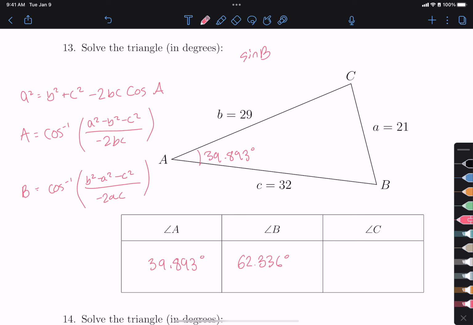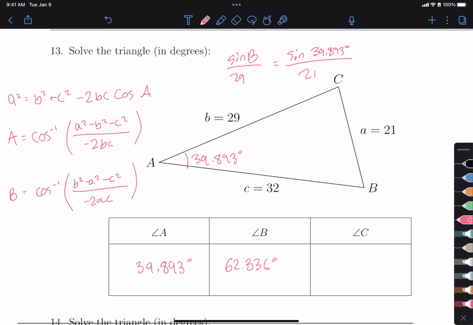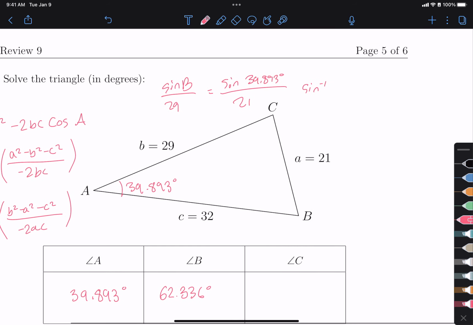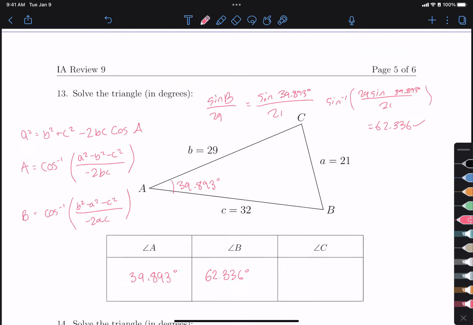But remember, we could have also done sine of B over 29 is equal to the sine of 39.893 degrees divided by 21. And if we solve for B this way, so the sine inverse of 29 sine 39.893 degrees over 21, and we put that in our calculator, sine inverse 29 sine, we're going to get 62.336, and there we go. We just kind of verified that. So there's a lot of ways you can approach this.